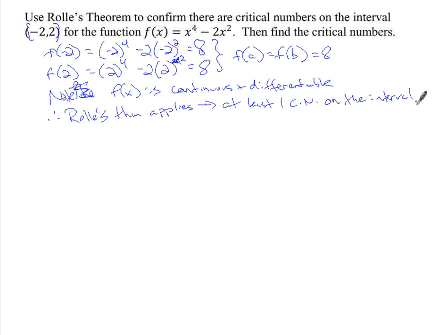Now that we know that it applies, find the critical numbers. Rolle's theorem will not give us critical numbers. It'll just tell us that there are some. Now we got to find them. So we take the derivative. Then we set it equal to 0. Solve for x, factor 4x out, times, okay, equals 0. Zero product property.